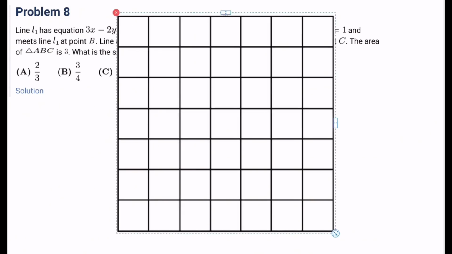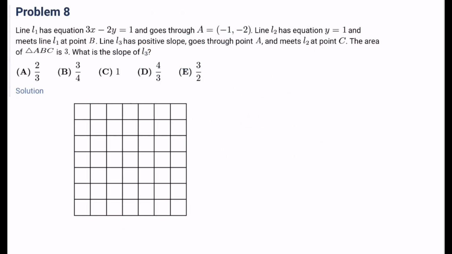Okay, so if we have a grid here like that, then let's say that this is the y-axis, and the x-axis is right over here. L1 is going to go from A and then like that. And L2, which has y equals 1, is just this line, right? That's this one, and this is point B, and this is point A.